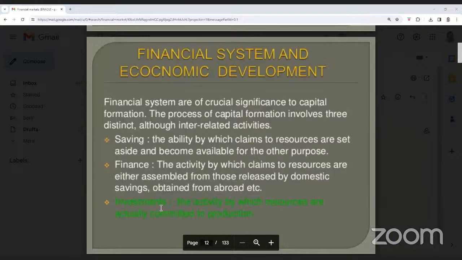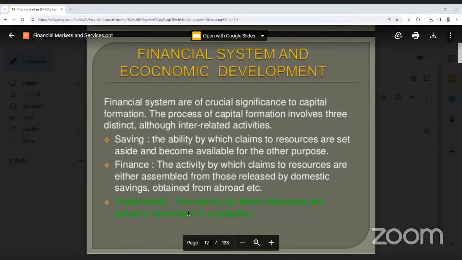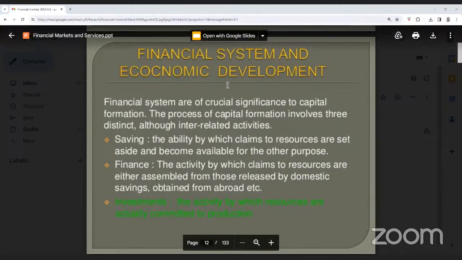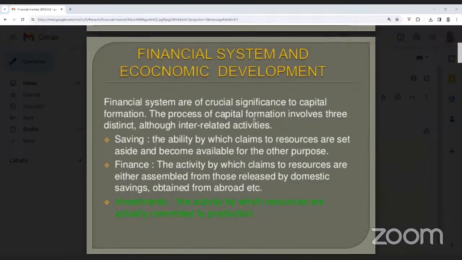And next is investment. Investment is the activity by which resources are actually committed to production. So what is investment? If you invest today, tomorrow that investment grows and it will give a fruitful result for you. That is economic development. So in this way, the process of capital formation, the capital, they will be making into different stages. There are interrelated activities.